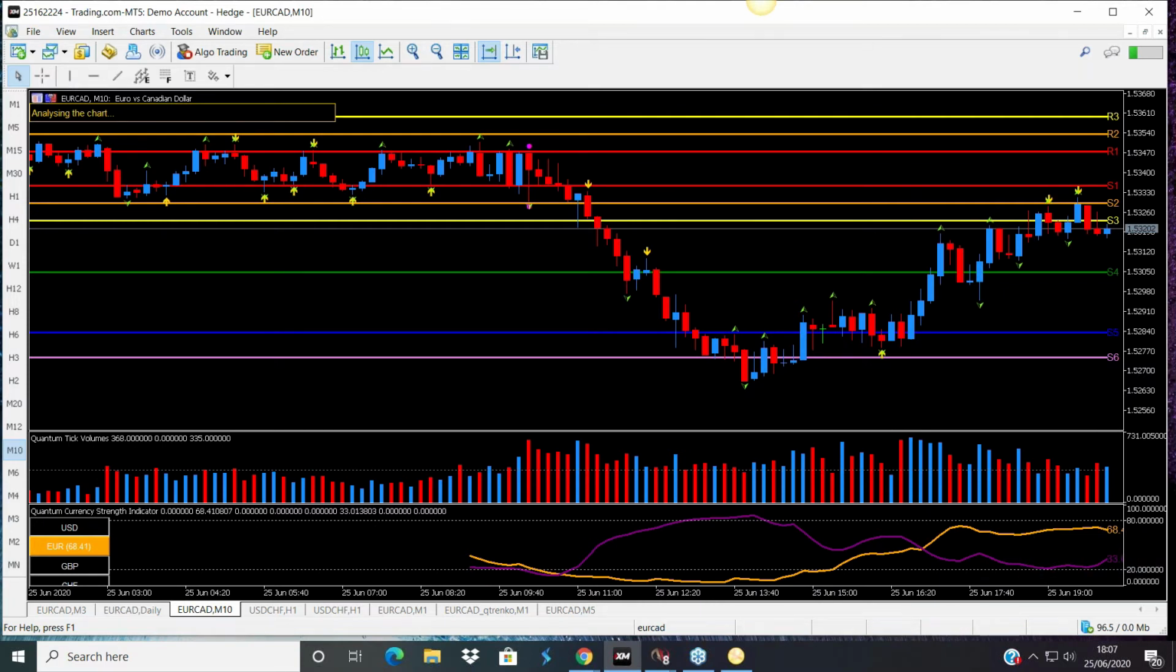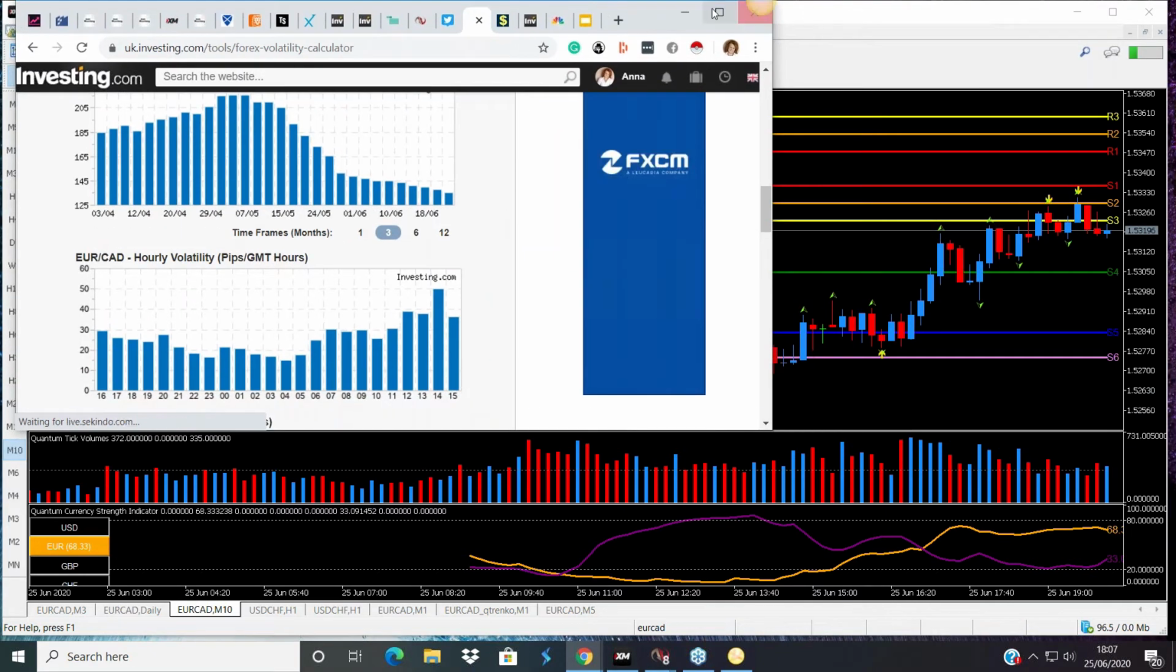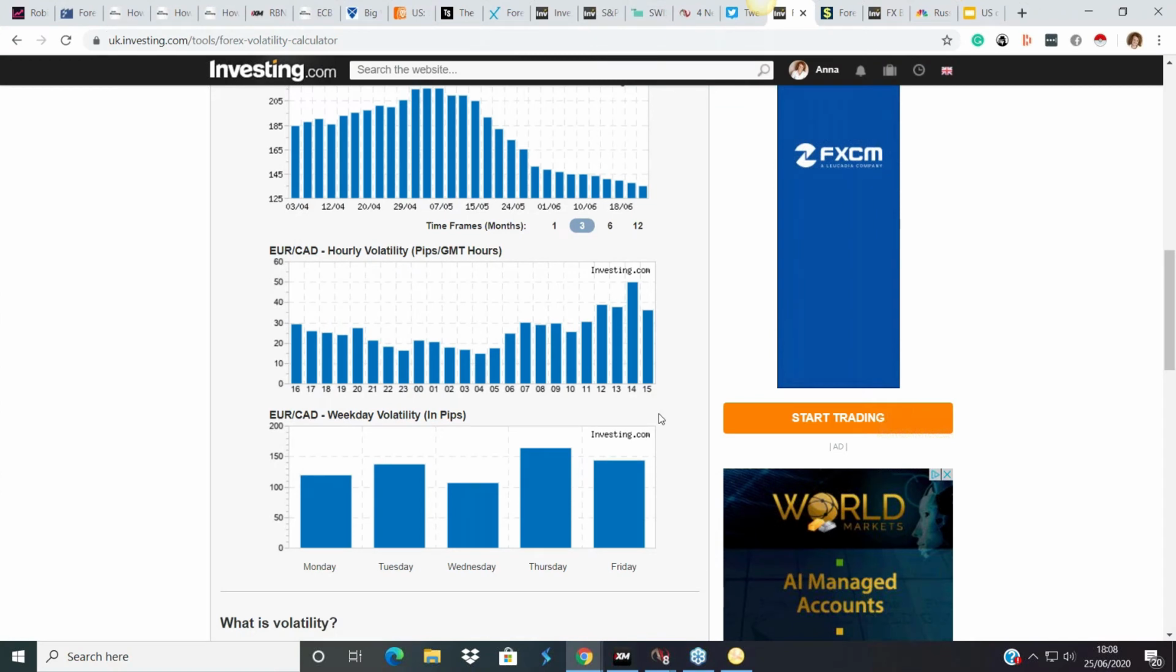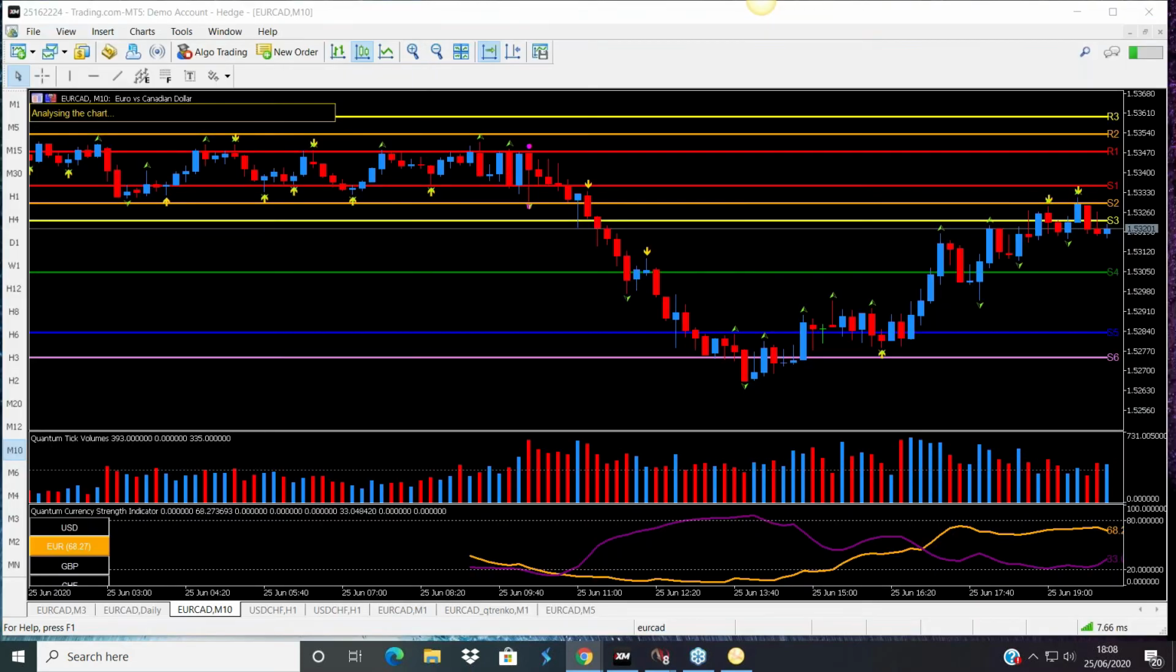But we know from looking at our volatility chart over on investing.com that we are going to be entering a period of quiet, as we can see here, as the market goes to the close, goes into Asia. What does it do in Asia at 1, 2 o'clock? Well, it doesn't really do very much, because neither the euro nor the Canadian is a local currency for that time zone.